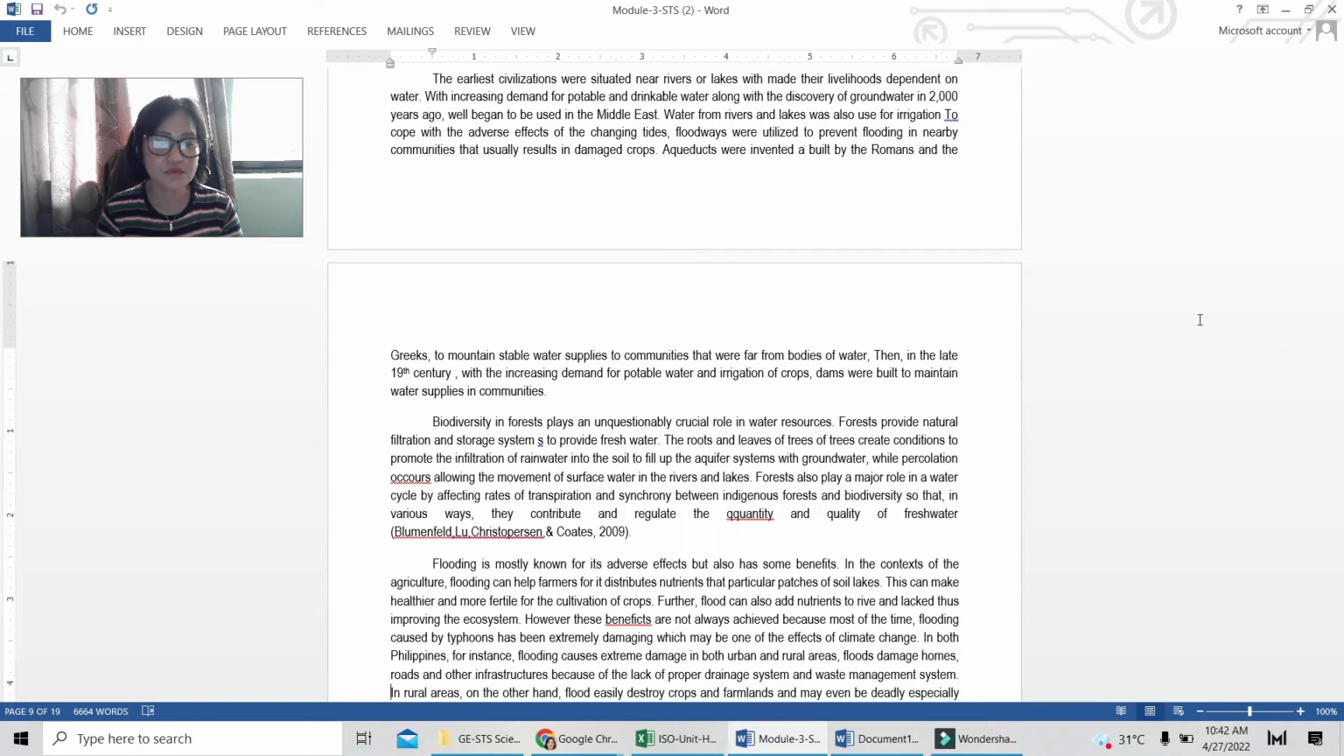because we tend to, let's say for example, deforestation, cutting down trees and so many other things. That's why floods happen easily now compared to before, because we don't have enough big trees that can withhold the water coming down from the forest. So the roots and leaves of trees create conditions that promote the infiltration of rainwater into the soil to fill the aquifer system with groundwater.